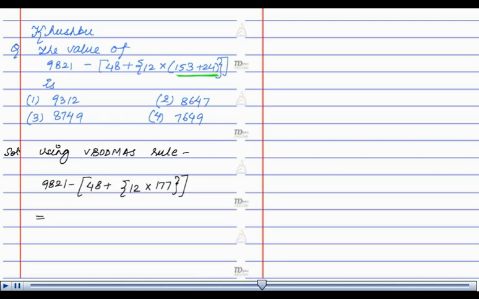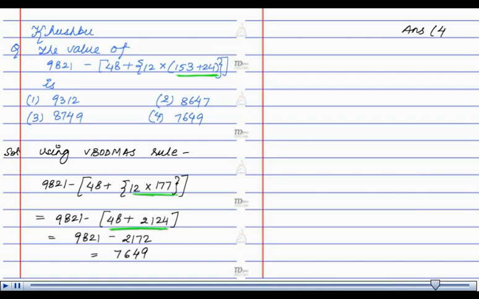Then solving the second bracket, that is 12 into 177, we get the expression as 9821 minus 48 plus 2124. Again solving this bracket, that is 48 plus 2124, we get 9821 minus 2172, that is 7649, and so the correct answer is option number 4.